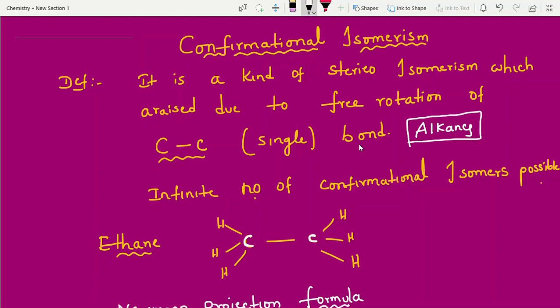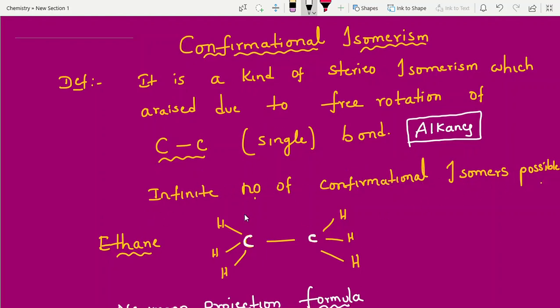But the infinite number of conformers, you need not focus on. Only the most important: eclipsed, staggered and gauche. The gauche form is also called the skew conformation. So finally, the conclusion: alkanes have C-C single bonds, so whenever you are learning alkanes, we are learning conformational isomerism. Alkenes show geometrical isomerism, because of restricted rotation. Next, infinite numbers of conformational isomers are possible.